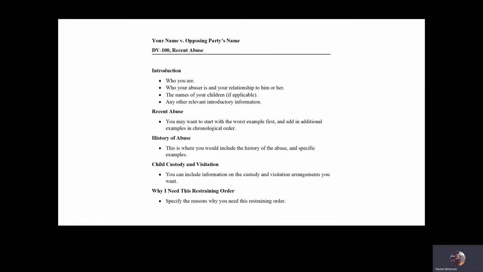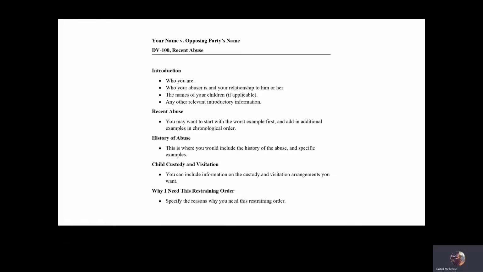Then, once you've explained the situation, you want to write about the recent abuse. And we suggest you start off with the worst abuse first. You can also go in chronological order if you want, but you would want to explain, this is what has happened, this is how I was injured, and it has happened numerous times. This has happened on this date, this has happened on this date.